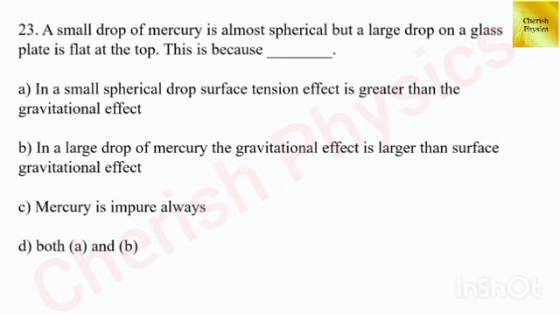23rd question. A small drop of mercury is almost spherical, but a large drop on a glass plate is flat at the top. This is because of dash. The answer is option A and B are correct. That is, in a small spherical drop, surface tension effect is greater than that of gravitational effect, and in a large drop of mercury, the gravitational effect is larger than the surface tension effect.